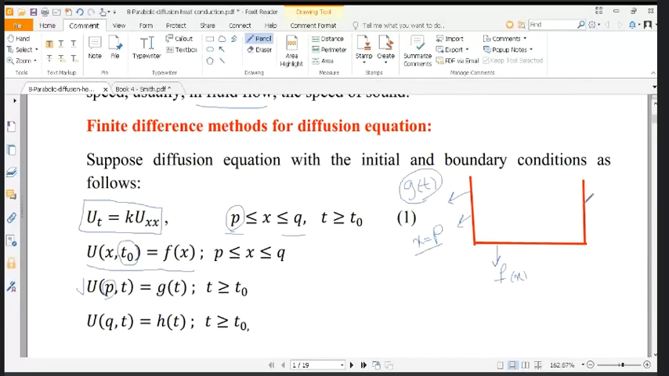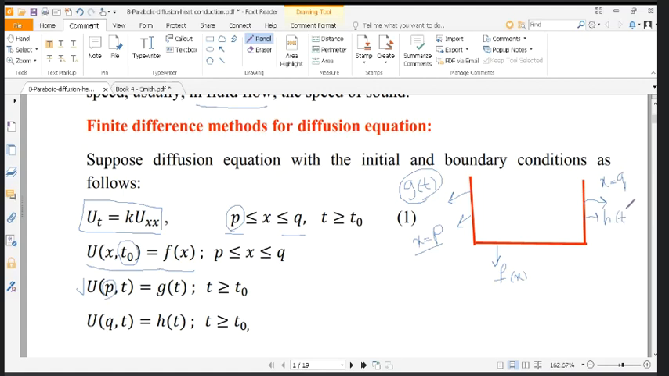And similarly for the right boundary, on the right boundary, the value of x is q. X equal to q. And for all of the points, we can use the value of h for u on the right boundary.